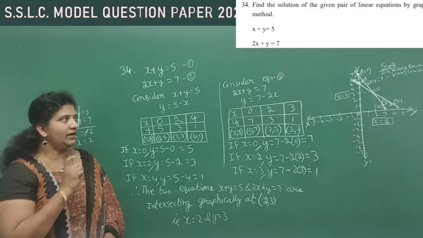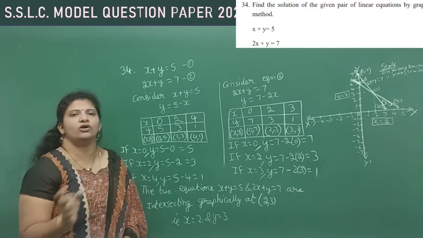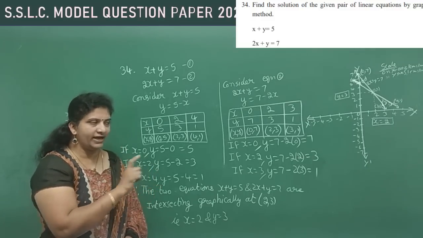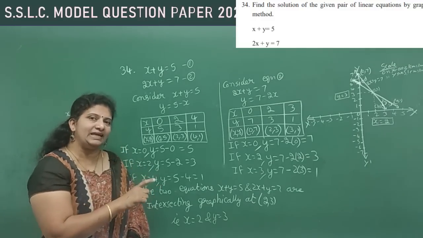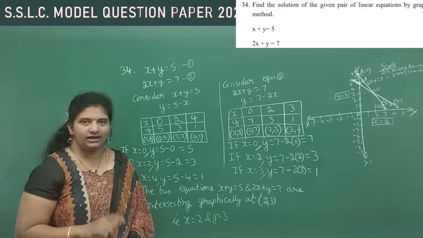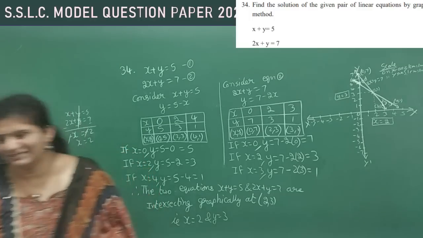See children, completely if you follow these steps neatly, definitely you are going to score 4 out of 4. I have done roughly without a graph sheet. You please do neatly with a dark and sharp pencil and using scale and all. Definitely you will score 4 out of 4 for this, right?